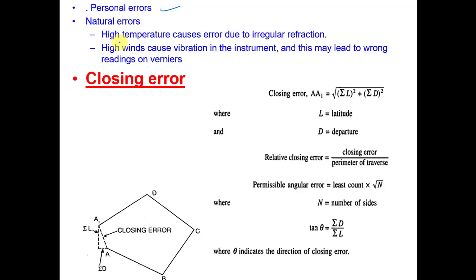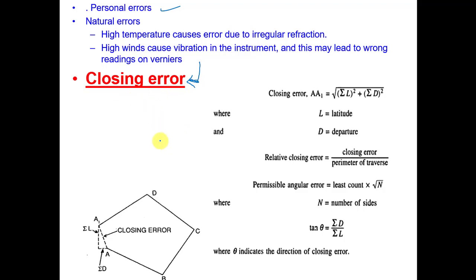On site we have different temperatures which cause irregularity and refraction, so due to this we have some error in our angles. High wind causes vibration in the instrument, and this may lead to a wrong reading on the vernier. So these are the two different natural errors. And we have a third which is related to your survey work, basically theodolite surveying.